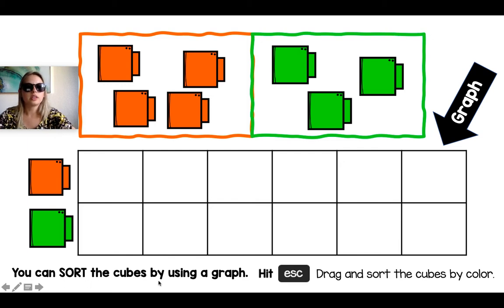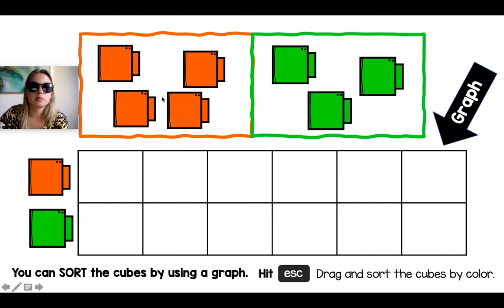Now we're going to sort the cubes by using a graph. So this is a graph. It kind of looks like a 10 frame, right? Almost. Sometimes there's not 10 in the graph though. This one has more than 10. This one actually has 12. So it's not a 10 frame. It looks like a 10 frame, but this is called a graph. Can you say graph? Nice.